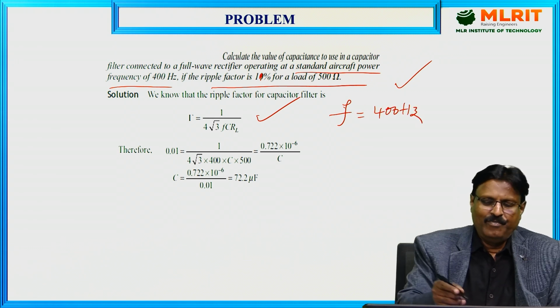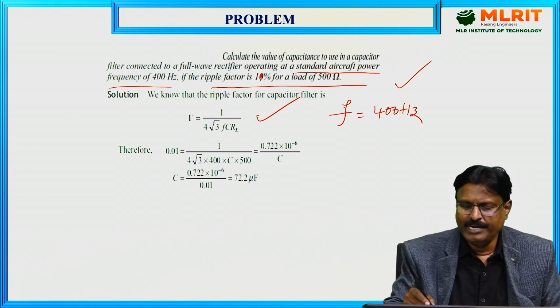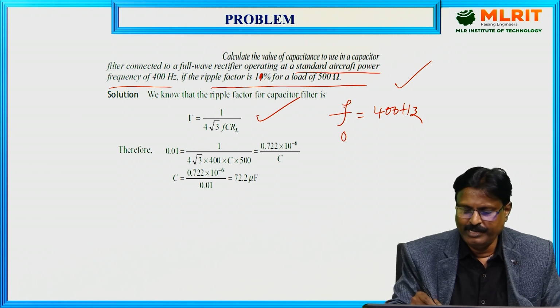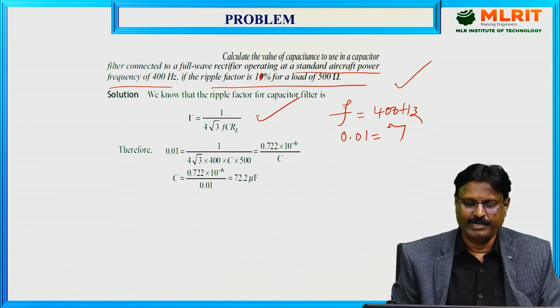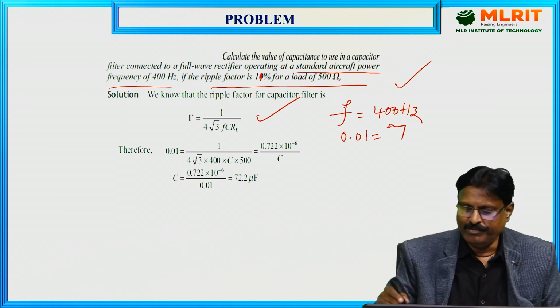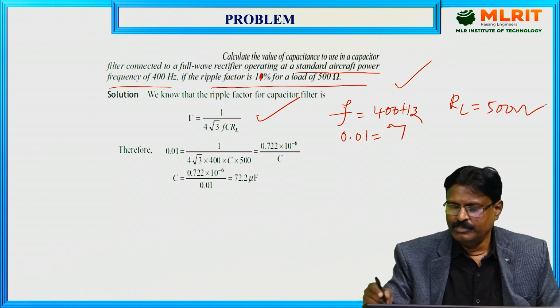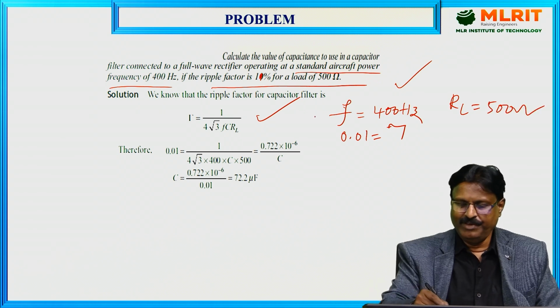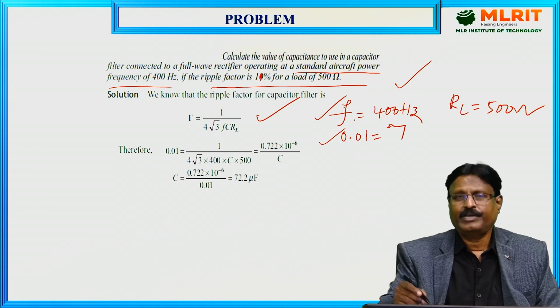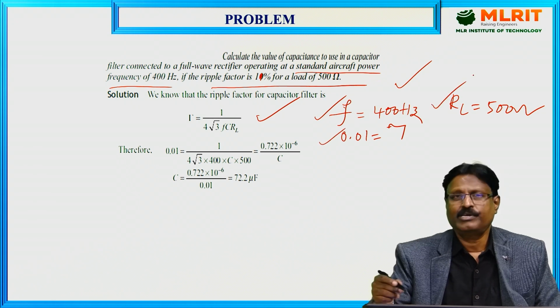And what is the ripple factor value given? 1% means 1 by 100, so you will be getting 0.01. This is the value of the ripple factor. And what is the load value? Load value means RL. RL is given as 500 ohms. So the given data is F, the ripple factor value, and the load resistance RL.